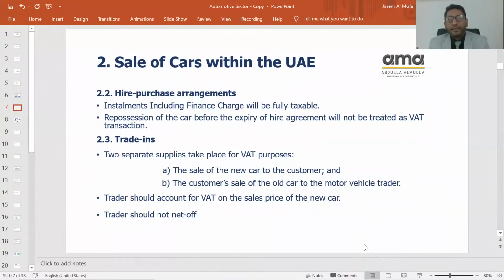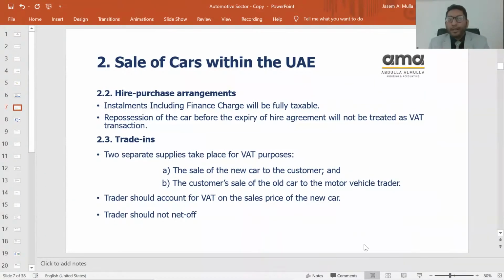In a trade-in, the customer trades in his old car against the new car. In this kind of transaction, two separate supplies will take place. In the first supply, the trader or the dealer will sell the new car to the customer, and in the second supply, the customer will sell the old car to the dealer.